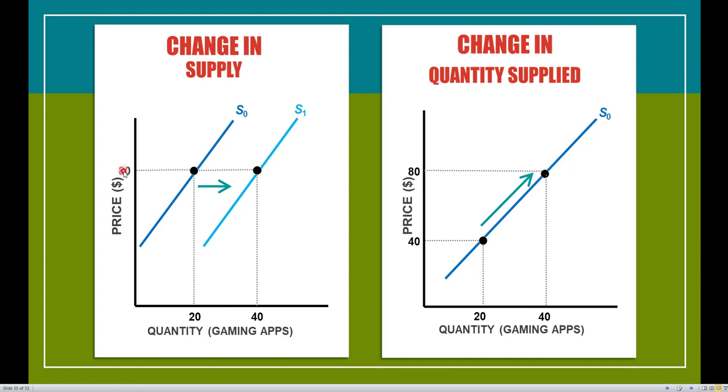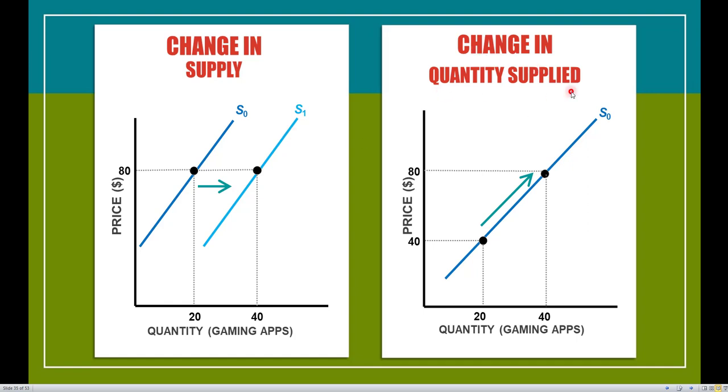Initially, at a price of $80, we had a quantity supplied of 20 units of these gaming apps. But once this shift occurred, we shift our entire supply curve away from the origin, and at the same price of $80, we end up on S1, and now we have 40 units of these gaming apps being supplied. So here, with a change in supply, remember it is a non-price determinant that's being affected, and we shift our entire supply curve. We end up on an entirely new supply.